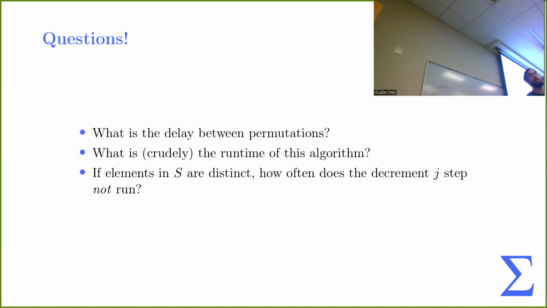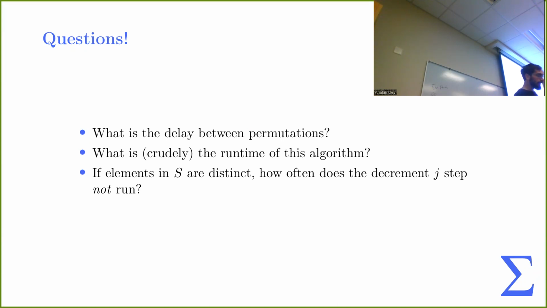Okay, so here are a few questions that we've removed from this. The answers are elsewhere. These are a few questions you can think about to analyze this algorithm. Mainly, what is the delay between permutations? So what is the big O bound between each iteration of the while loop? What is, crudely, the runtime of this algorithm overall? So how long will it take to output all permutations?